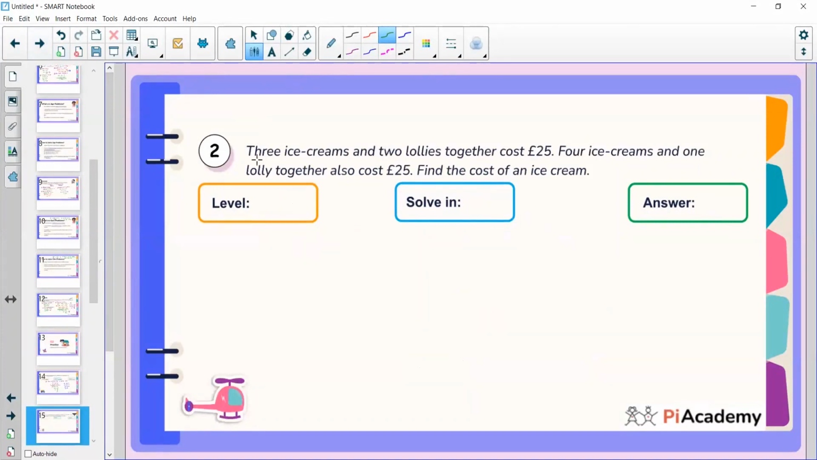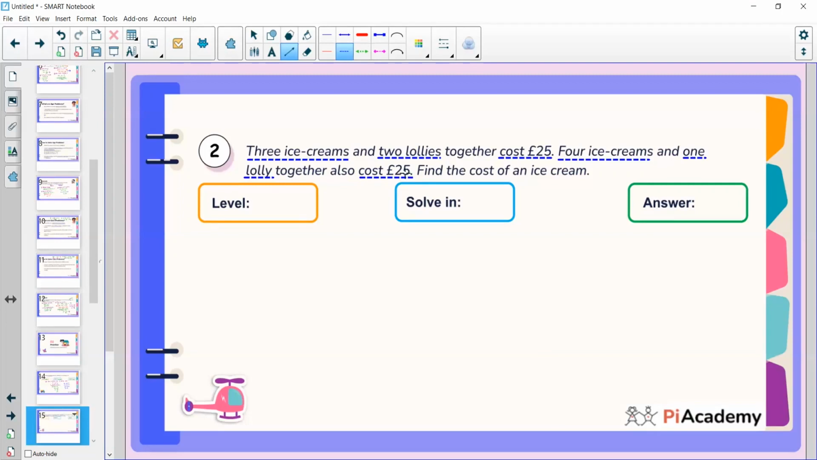We got 3 ice creams and 2 lollies. They together cost 25 pounds. So here we got two things, ice creams and lollies. And 3 ice creams plus 2 lollies are giving a total cost of 25. And then 4 ice creams and 1 lolly cost again 25. So you need to find the cost of 1 ice cream.